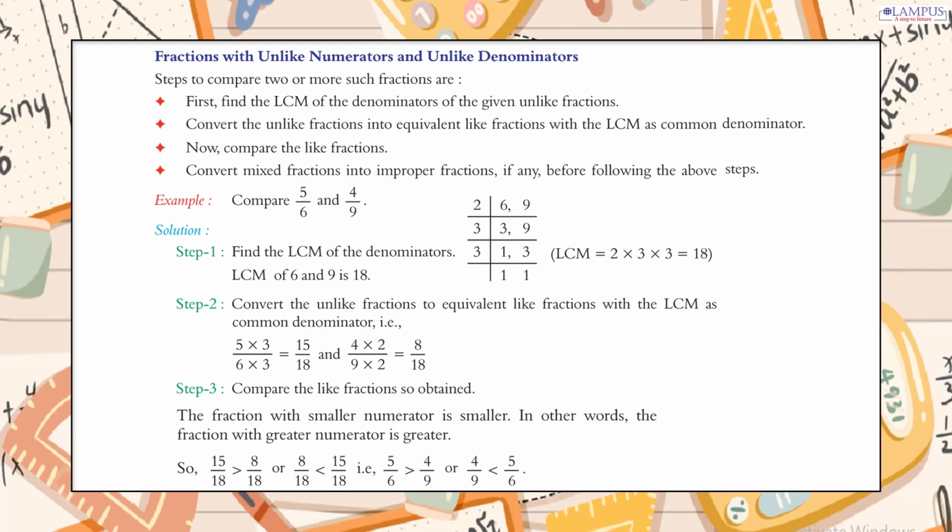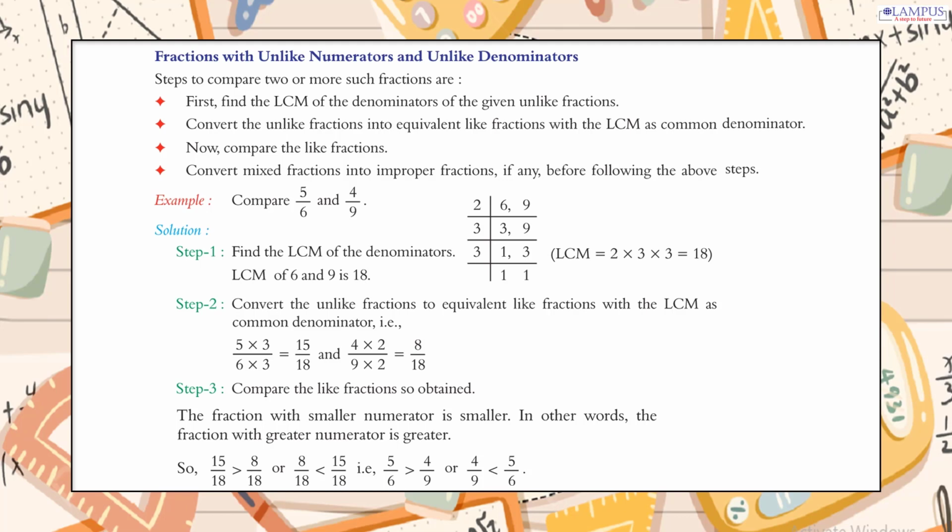Now, third line, 1, 3. 3 can be divided by least number 3. So put 1 as it is in next line and 1 as 3 1s are 3. Now we got 1, 1 in last, so stop here and calculate LCM. LCM equals 2 times 3 times 3 equals 18. LCM of 6 and 9 is 18.